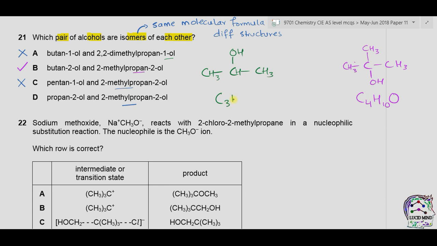Molecular formula is C3H8O. As the number of carbon atoms and hydrogen atoms is different, therefore D is also not an isomer. The correct answer is therefore B.